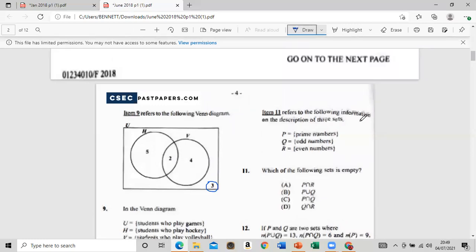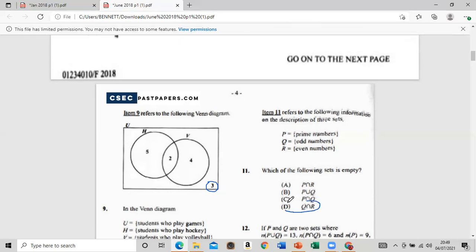Alright, reference the following information. P is equal to prime numbers, Q is equal to odd numbers, and R is equal to even numbers. If the following set is empty, now a number cannot be even and odd at the same time. So that's Q intersect R. Can't have anything in that, alright? So it's E. Let's move on to 12.